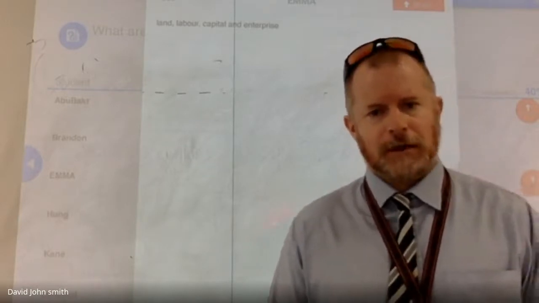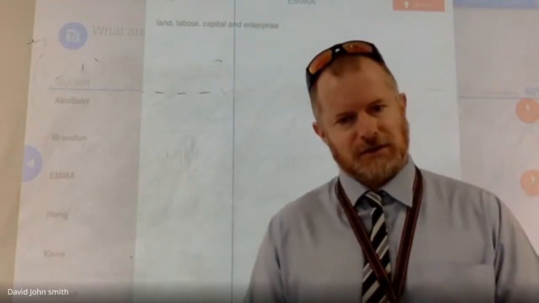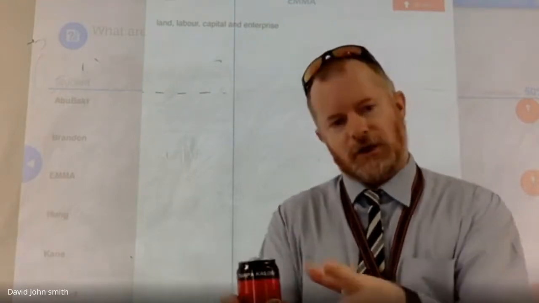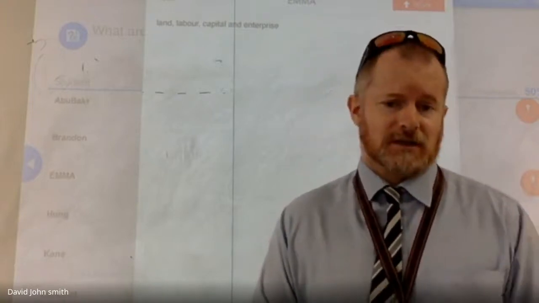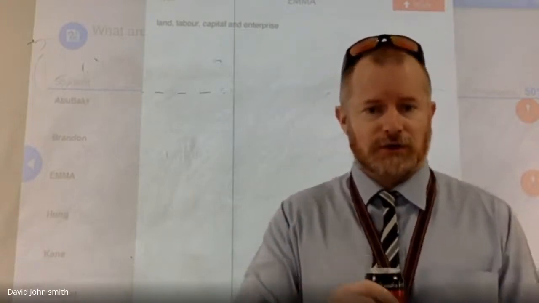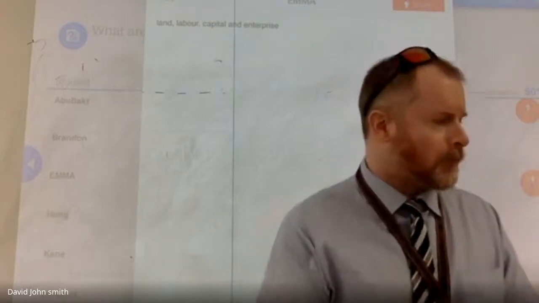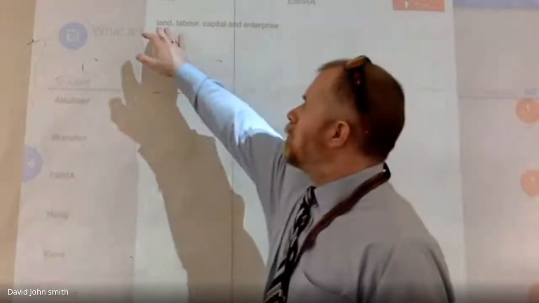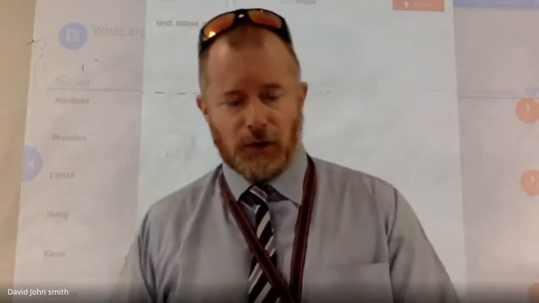The enterprise being the risk-taking managers, the people who bring all of those factors of production together and turn it into a business. And we know some entrepreneurs, right? Mum and dad might be an entrepreneur. So we were asked what those 4 were, so you can add those 4 in now. You know what they are, right? You've been reminded of them.